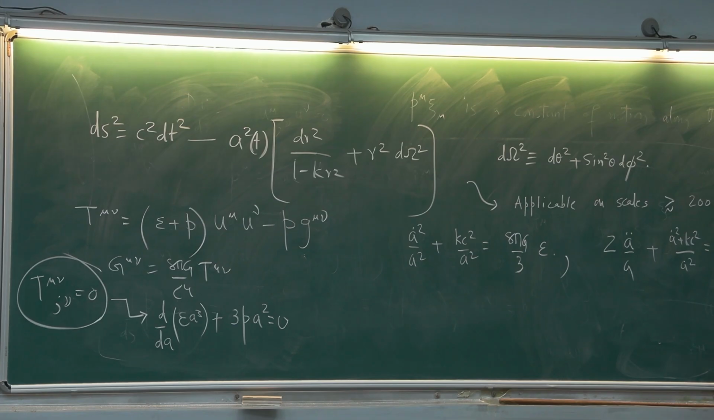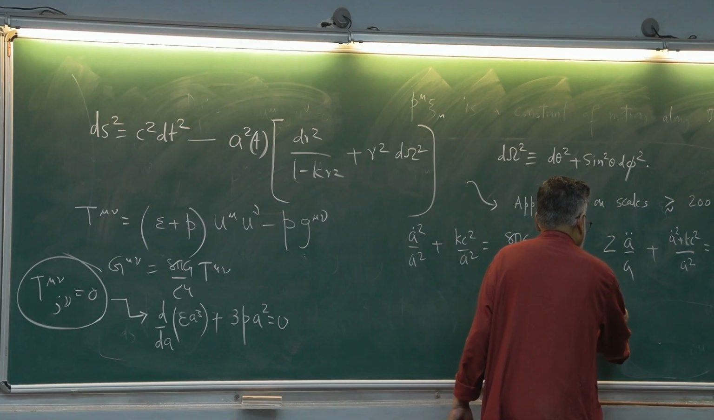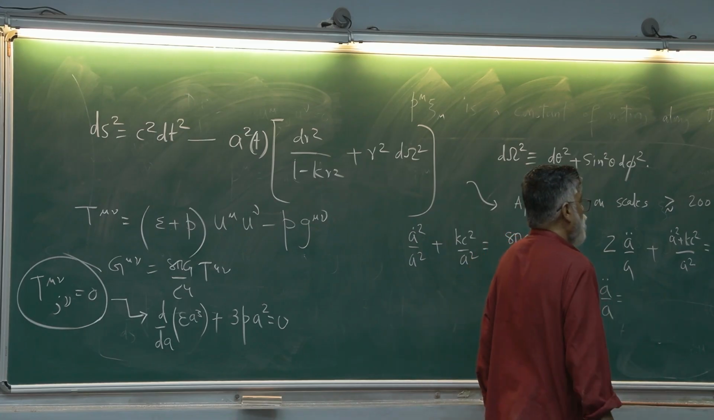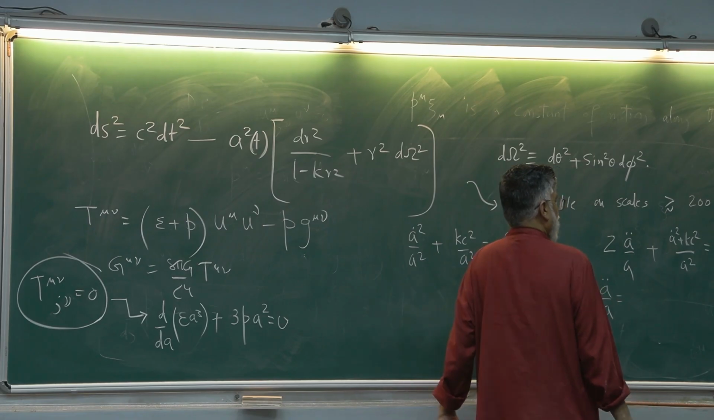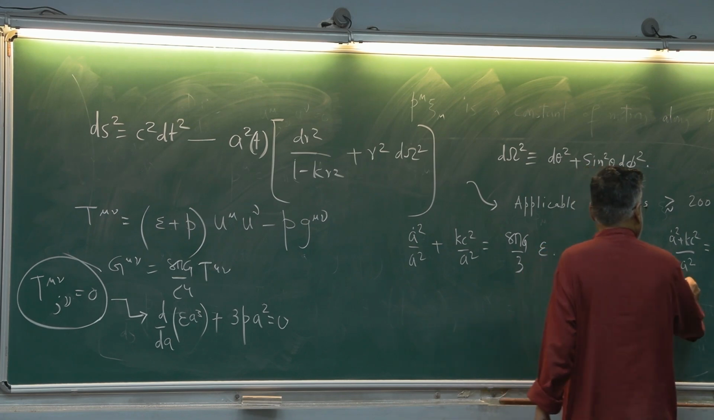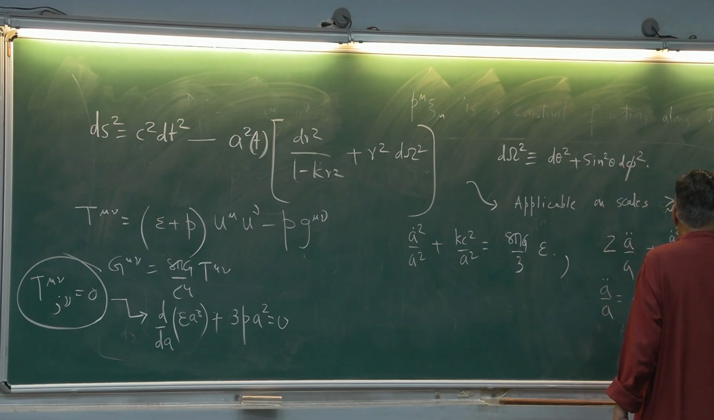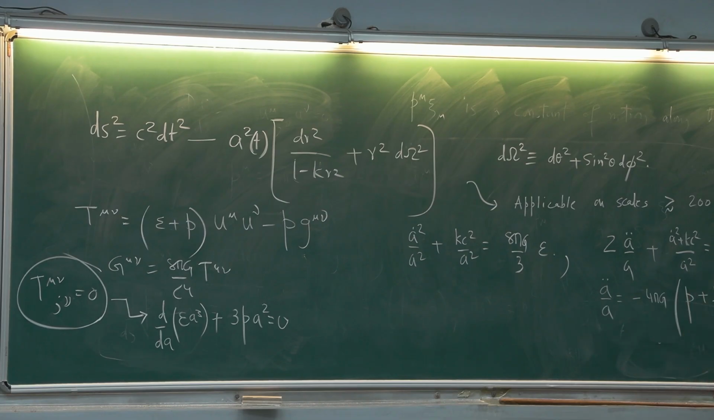And if I take it to the other side, I get the equation that A double dot by A is equal to, because there's an 8 pi g factor and a 2 factor, I can divide by 2, and therefore I get a 4 pi factor, I get minus 4 pi g times P plus 1/3 energy density. Okay. Which is the same as minus 4 pi g by 3 times energy density plus 3 times P. Okay?